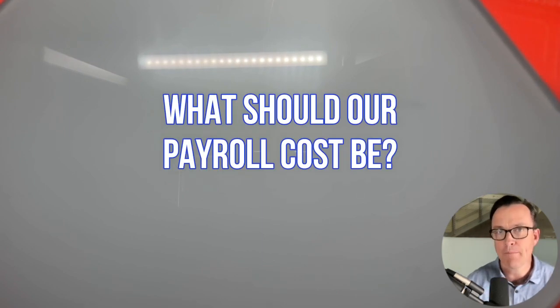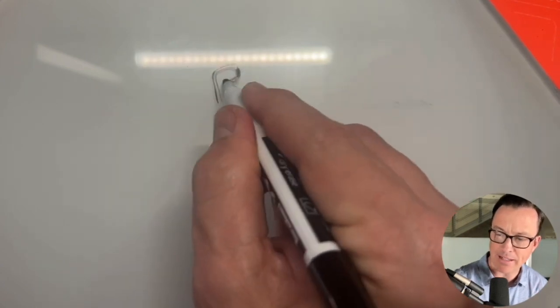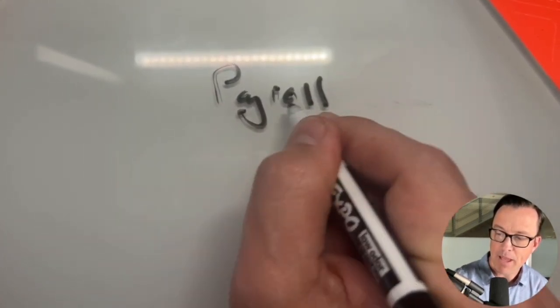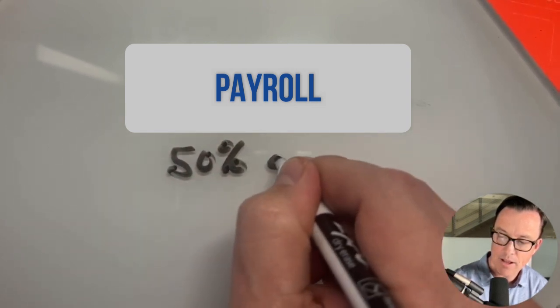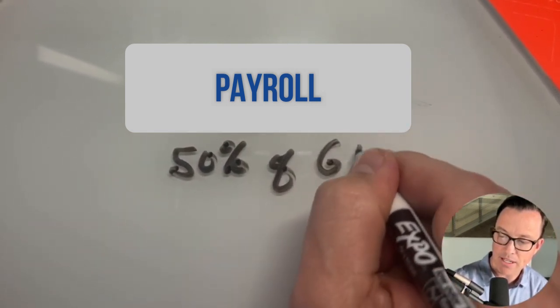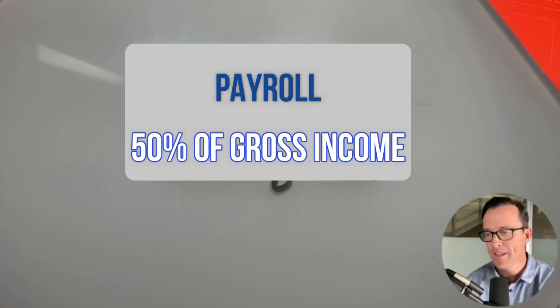So what should our payroll costs be? I know we've talked about this before, but I'm going to break it down a little bit further. So payroll costs should be 50% of what we bring in, gross income. It should never be more than that, but I'll tell you, if I'm being honest, I was always between 50 and 56% of my income to payroll.